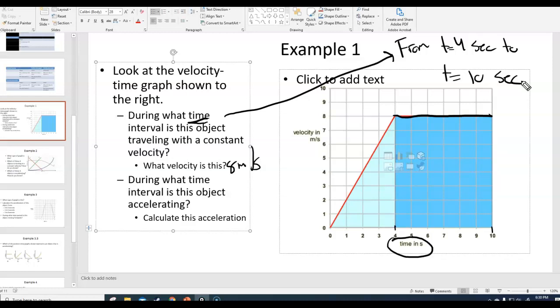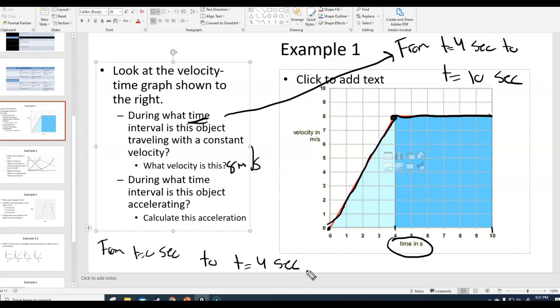Now the second question says, during what time interval is this object accelerating? So remember, on a velocity time graph, acceleration looks linear because acceleration means how fast your velocity is changing. So where is the velocity changing? Well, it's changing from here, from t equals 0 seconds all the way up to here, to t equals 4 seconds. Okay, so that's how you would answer the second question.